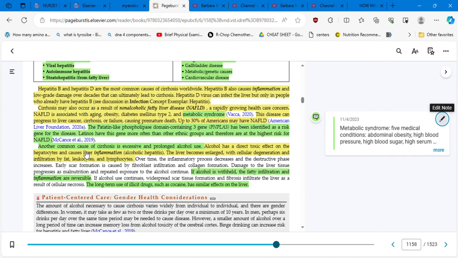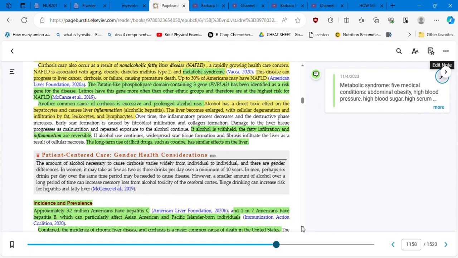Another common cause of cirrhosis is excessive and prolonged alcohol use. We know that alcohol has a direct toxic effect on the hepatocytes and causes liver inflammation. The liver becomes enlarged with cellular degeneration and infiltration by fat, leukocytes, and lymphocytes. If alcohol is withheld, the fatty infiltration and inflammation are reversible. I'm going to repeat that again. If alcohol is withheld, the fatty infiltration and inflammation are reversible.